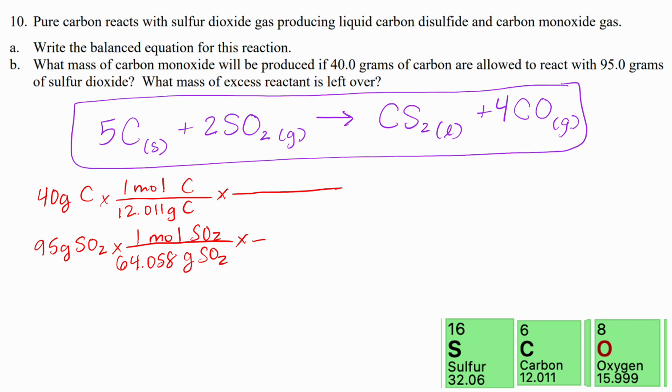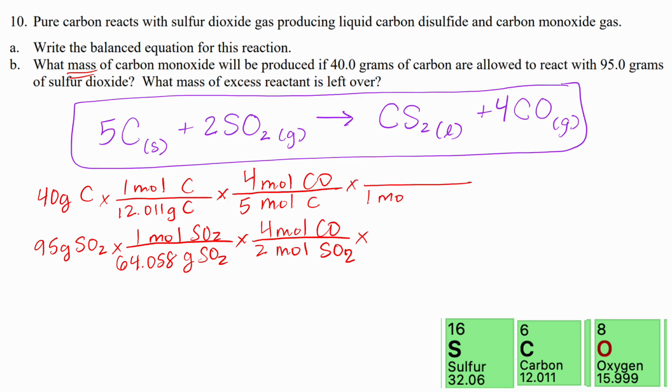Now that I am in moles, I can go ahead and convert into carbon monoxide. So since I want to end up with carbon monoxide, it's going to be on the top. And I want to get rid of my reactant. So I want to get rid of moles of carbon, and I want to get rid of moles of SO2. And remember this mole ratio, we get the numbers from the balanced chemical equation. So we have 4 moles of CO, we have 5 moles of C, and we have 2 moles of SO2. And then finally it asks for mass, so we do need to have one more step. And we know 1 mole of CO is equal to the molar mass of CO.